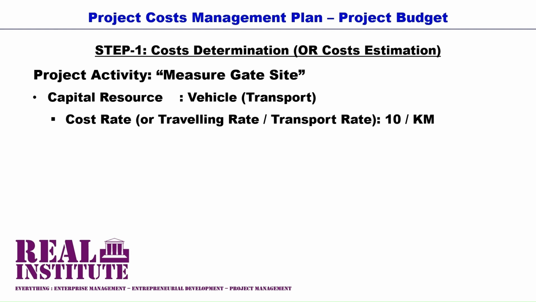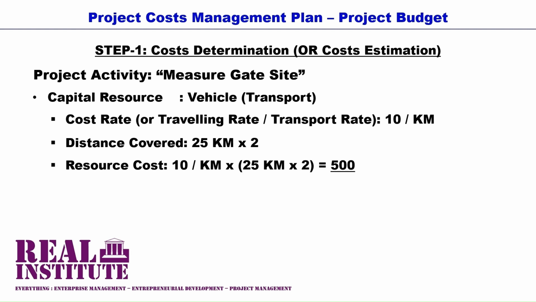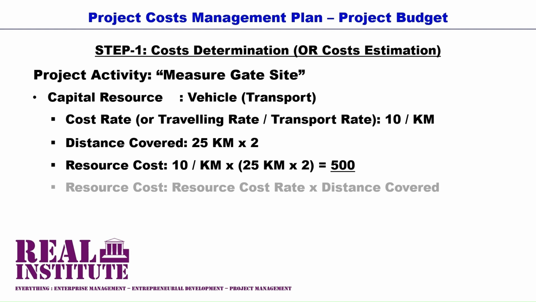And if the customer site is 25 kilometers from steelworks, then the cost for traveling to and back from the customer site is 10 per kilometer multiplied by 25 kilometers multiplied by 2. It is multiplied by 2 because the structural engineer will travel a distance of 25 kilometers twice, which is to and from the customer site. As a result, the transport or traveling cost for this activity is an amount of 500 rands or $500, etc.